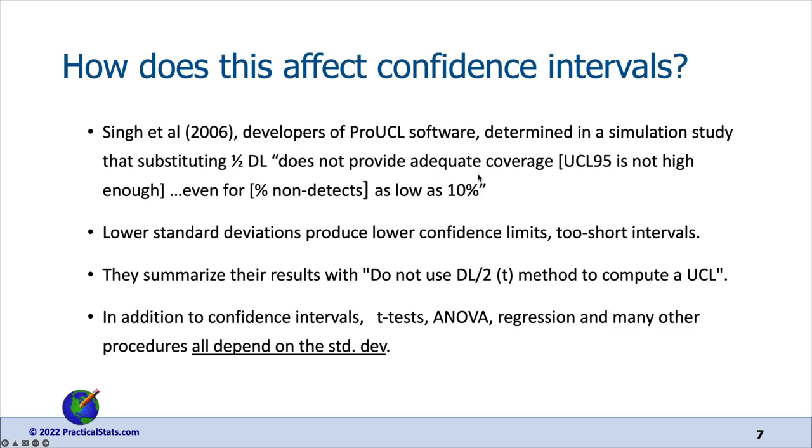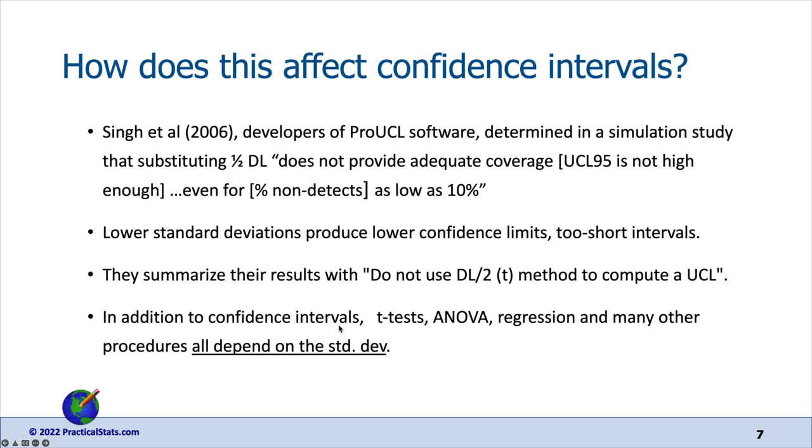That's statistical jargon for the ends of the confidence intervals are not high and low enough. The UCL 95, the upper 95% confidence limit on the mean, is not high enough after substitution, at levels as low as 10% nondetects. So those lower standard deviations produce intervals that are too short. They summarize their results with: do not substitute 1/2 the detection limit to compute an upper confidence limit on the mean. This is true for confidence limits, that substitution affects it because of the effect on the standard deviation.